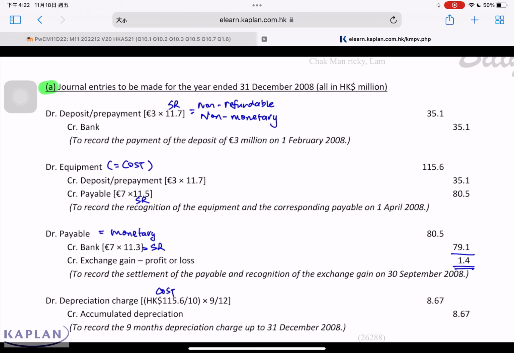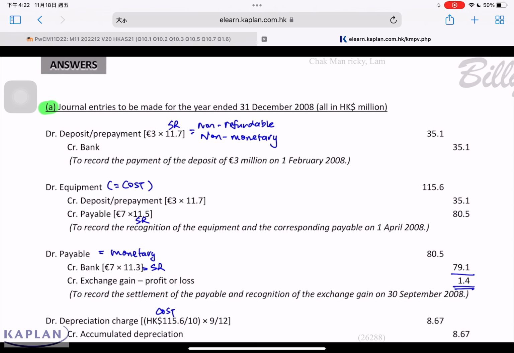In the exam, you have to come up with the description. If the question asks for a journal entry, do not just debit and credit. You must tell the marker what this entry is for. You have to give a simple description. That's all for part A.